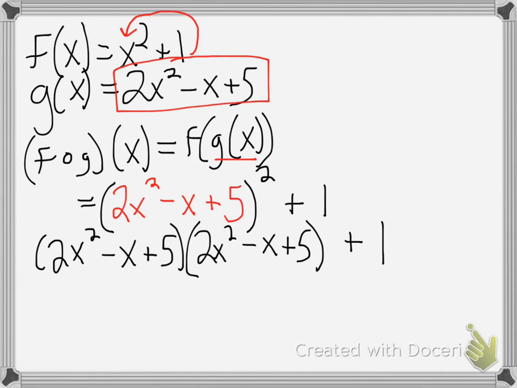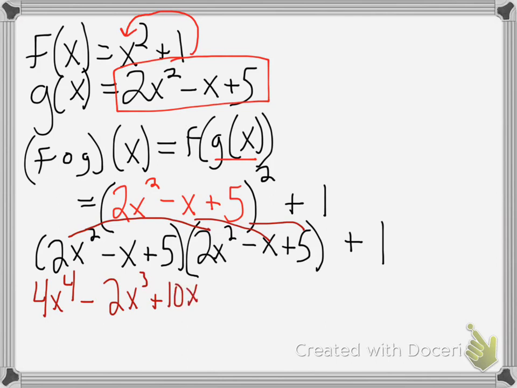Now I'm going to distribute. The distribution is going to be a little big, so bear with me. We're going to distribute the 2x squared to the three things. I get 4x to the fourth power minus 2x to the third power plus 10x to the second power. Now I'm going to distribute the x. I get minus 2x to the third power minus x to the second power minus, negative and negative is actually plus, so that's plus x to the second power, and then minus 5x.